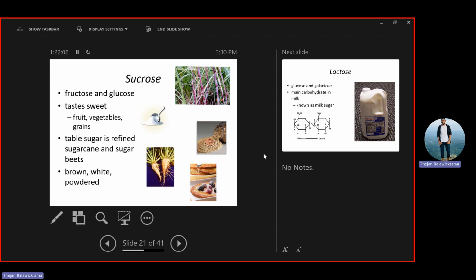Reaction between these two. C12H22O11 plus H2O. Why plus H2O? Condensation. Condensation. So plus H2O.